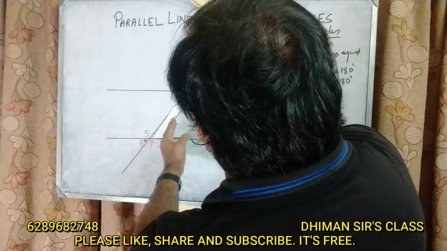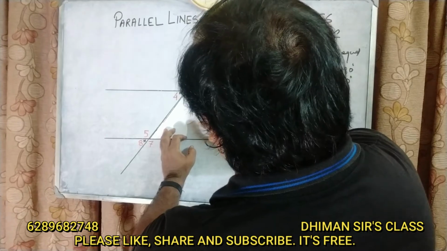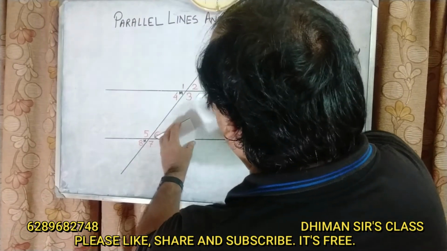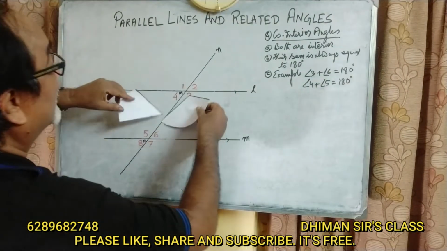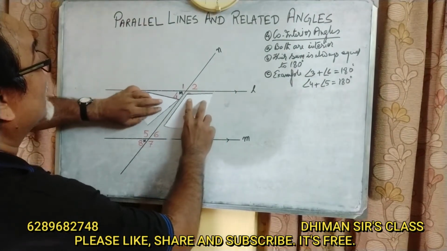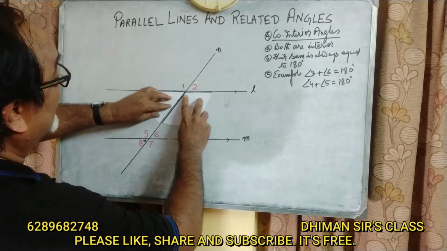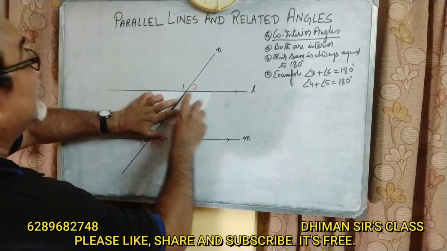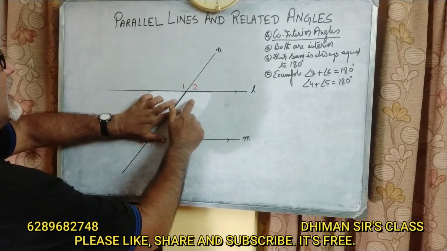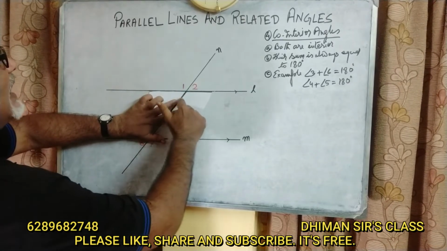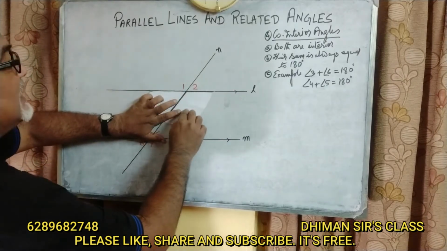And this is angle 3. Clear? Now, we already know that angle 4 plus angle 3, it was angle 4, it was angle 3. If we add these two angles, they lie on this straight line L. So, it will be equal to 180 degree.